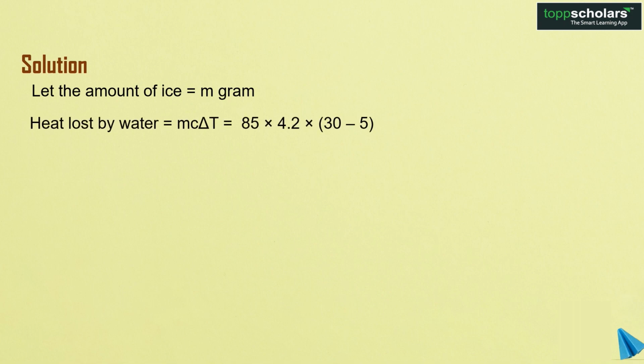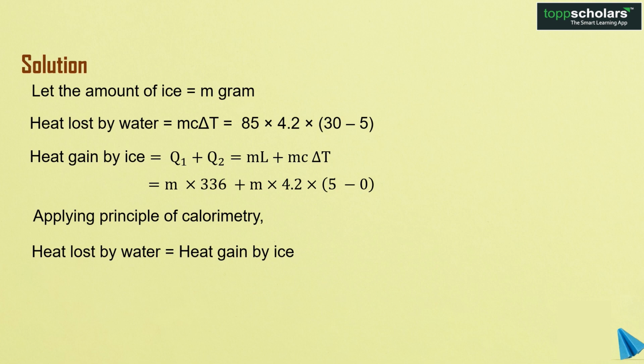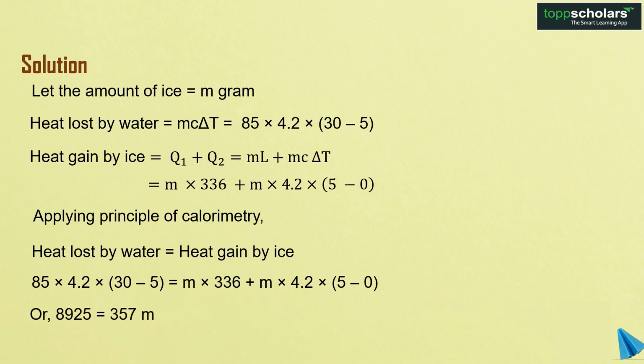So heat lost by water will be m times C times the change in temperature, that is 85 multiplied by 4.2 multiplied by the change in temperature, 30 minus 5, that gives you 25. And the heat gained by the ice will be Q1 plus Q2, that is m times latent heat plus m times C times change in temperature, that is m multiplied by 336 plus m multiplied by 4.2 multiplied by 5 minus 0. Then applying the principle of calorimetry, heat lost by water is the same as heat gained by ice. Once you get this equation and solve further, you get the value of m as 25 grams. So the mass is 25 grams.